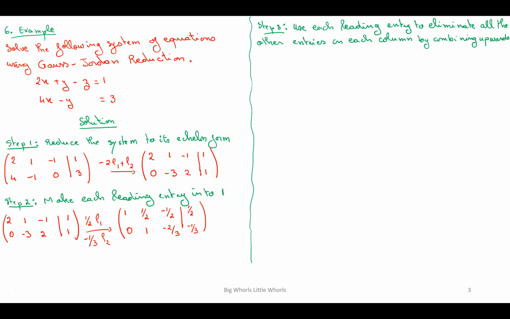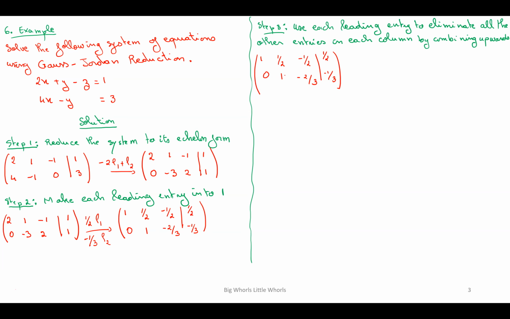Okay, so what do you mean here? Let me write the last form of the matrix. So we have 1, a half, minus a half, and here we have a half, 0, 1, minus 2 over 3, minus a third. Okay, I hope I will have enough space. Okay, let's hope so.